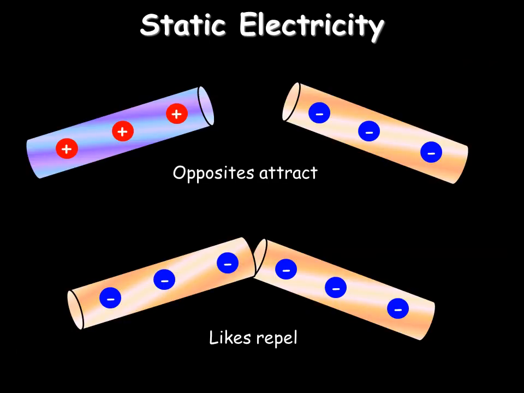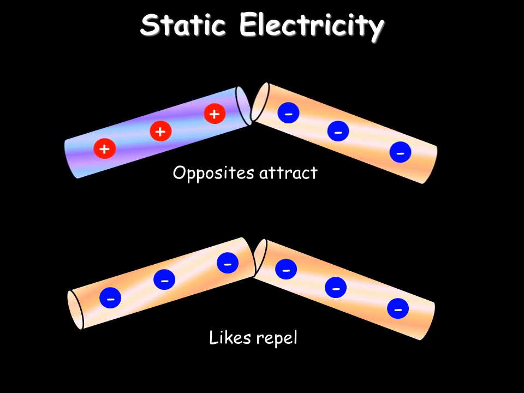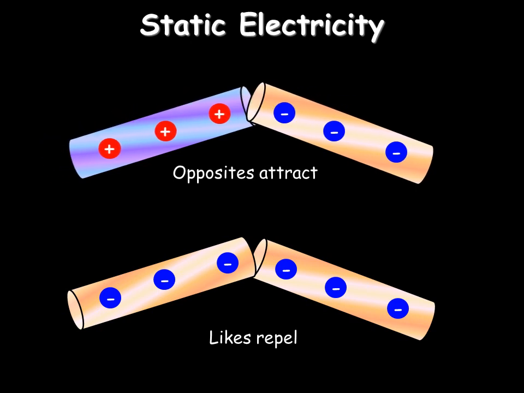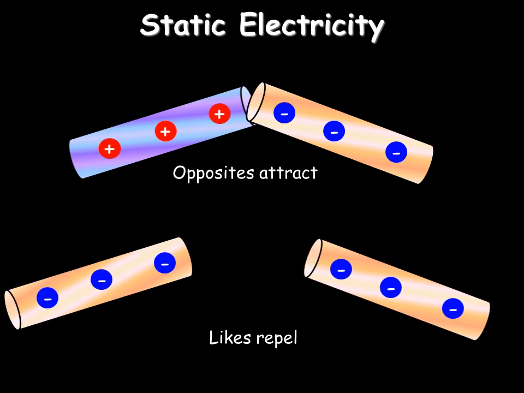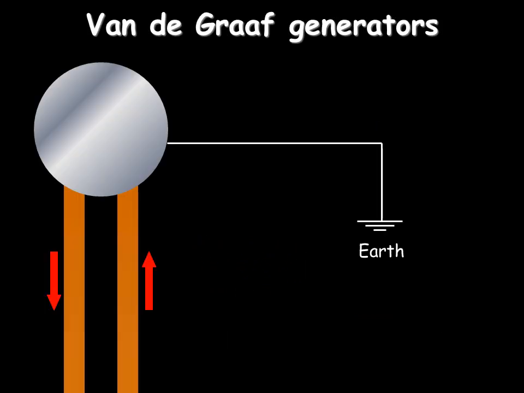The basic law of electrostatics is quite simple. Opposites attract, so the rods at the top would be drawn towards each other with an opposite force. And if they were the same charges, both minus, then you'd see them repel, push each other apart. The same would happen with 2 positives.